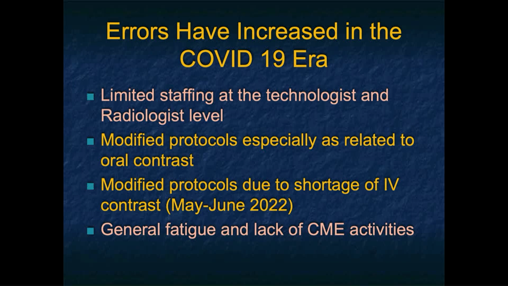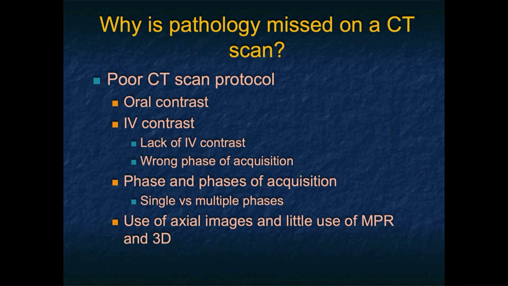If you think about it, we all can miss things. Everybody misses things, but one of the most common reasons I find for missing things relates to poor scan protocols. The lack of oral contrast, the lack of IV contrast, or the timing, the wrong phases, are things that lead to error. Particularly in areas like the acute abdomen, which I'll speak about today, protocol really makes all the difference in the world.